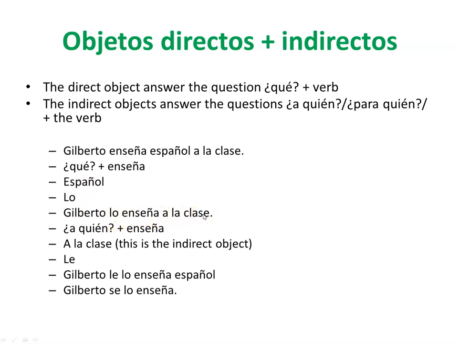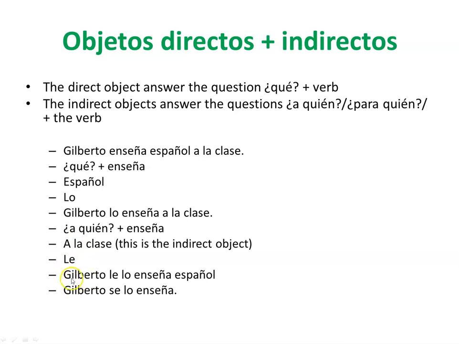Acuérdense que this one is like math. We need to start step by step, so that way we can start replacing as we go. So, objetos directos, Gilberto lo enseña a la clase, primer objeto directo. Ahora, when we have the direct object, we can work on the indirect object. The question is, ¿a quién enseña? A la clase, this is the indirect object, so we are going to replace this with le.